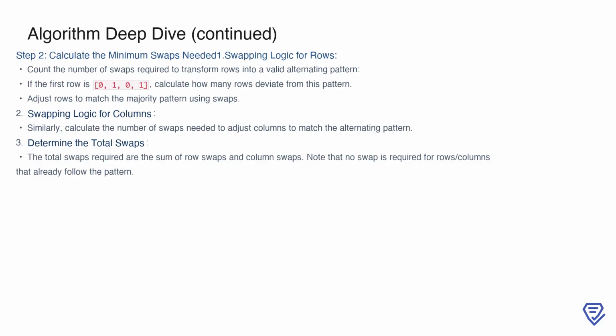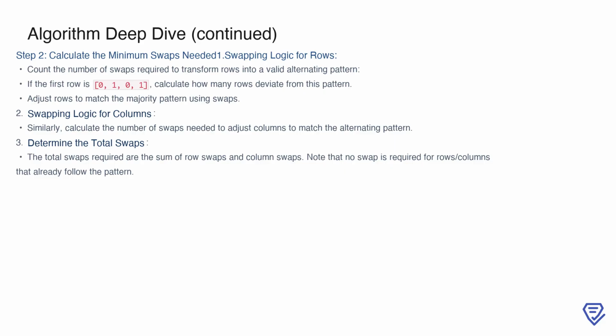To do so, we divide the process into 2 parts, row swaps and column swaps. For rows, we determine how many of them deviate from the expected alternating pattern based on the first row. For example, if the first row is 0, 1, 0, 1, we calculate the number of rows that don't follow this pattern and adjust them using swaps. Similarly, for columns, we count how many deviate from the expected pattern and adjust them as needed. The total number of swaps is the sum of the row and column swaps. Importantly, no swaps are necessary for rows or columns that already follow the alternating pattern.